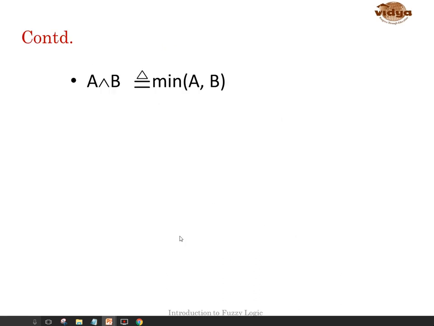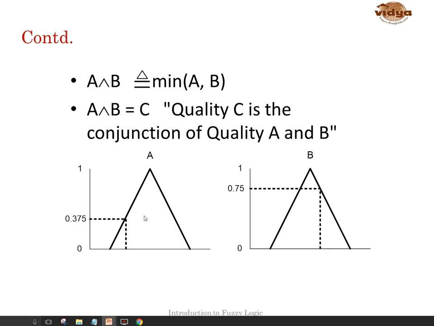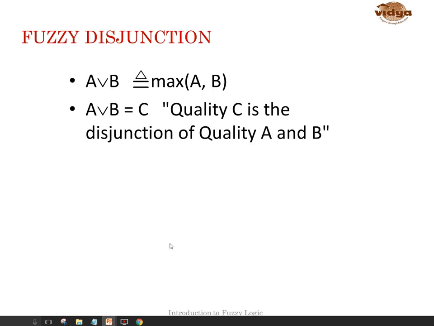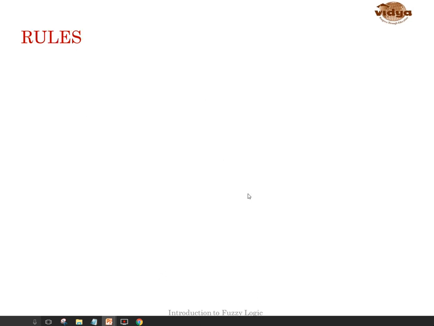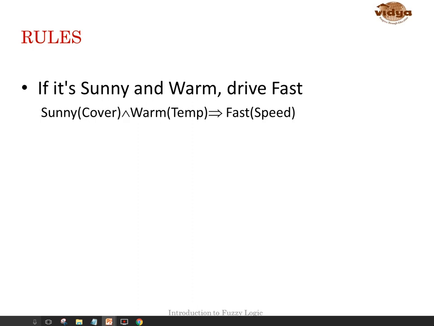If I take the conjunction of A and B, among these two values we should select the minimum value, which is termed the degree or quality C of the conjunction. So A conjunction B is nothing but C, where the quality C is 0.375. Similarly, in the disjunction case, we take the maximum of these values, so A disjunction B gives C equal to 0.75.